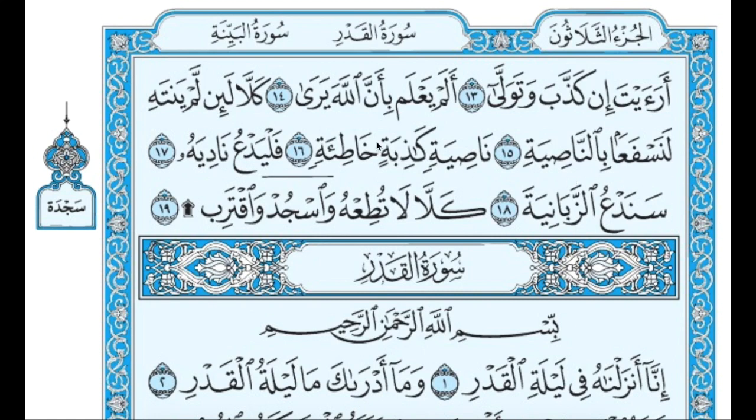لَنَسْفَعًا بِالنَّاصِيَةِ. If he doesn't stop, we will take him by his forelocks. All right, let's just focus on the reading here. لَإِن لَمْ يَنْتَهِ. If he doesn't stop, لَمْ يَنْتَهِ. يَا نُون تَاء هَا. لَنَسْفَعًا بِالنَّاصِيَةِ.